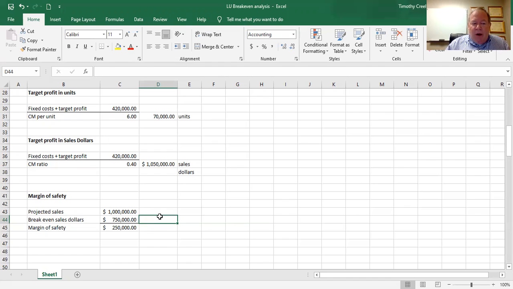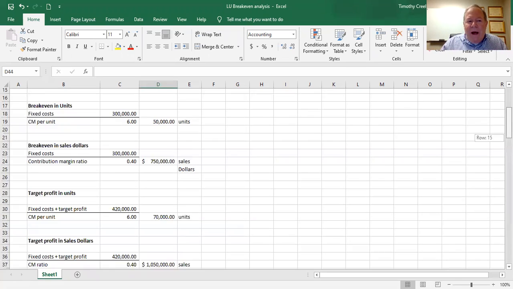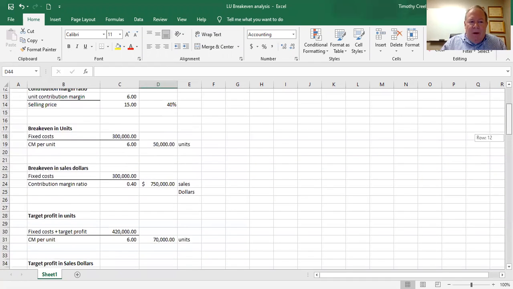Now, if sales were to drop more off our projections than 250, we would not be profitable. So margin of safety is that range between break even and projected sales, to where sales could be off, but as long as they fall within that range, we're still going to be profitable. So you will see margin of safety occasionally used to discuss the difference between projected sales and break even sales. Now, why is this so useful?